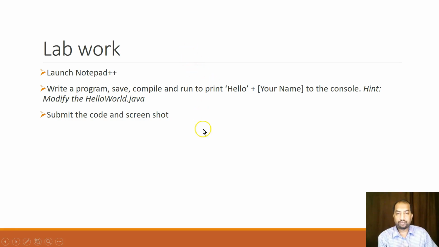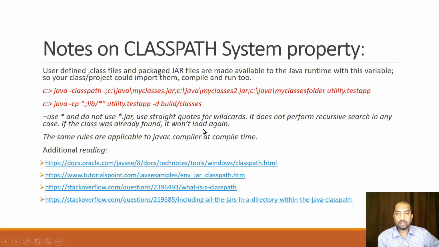So let us move on. Notes on the ClassPath system property. User-defined class files and package jar files are made available to the Java runtime environment with this variable. So your class or project could import them, compile and run too.